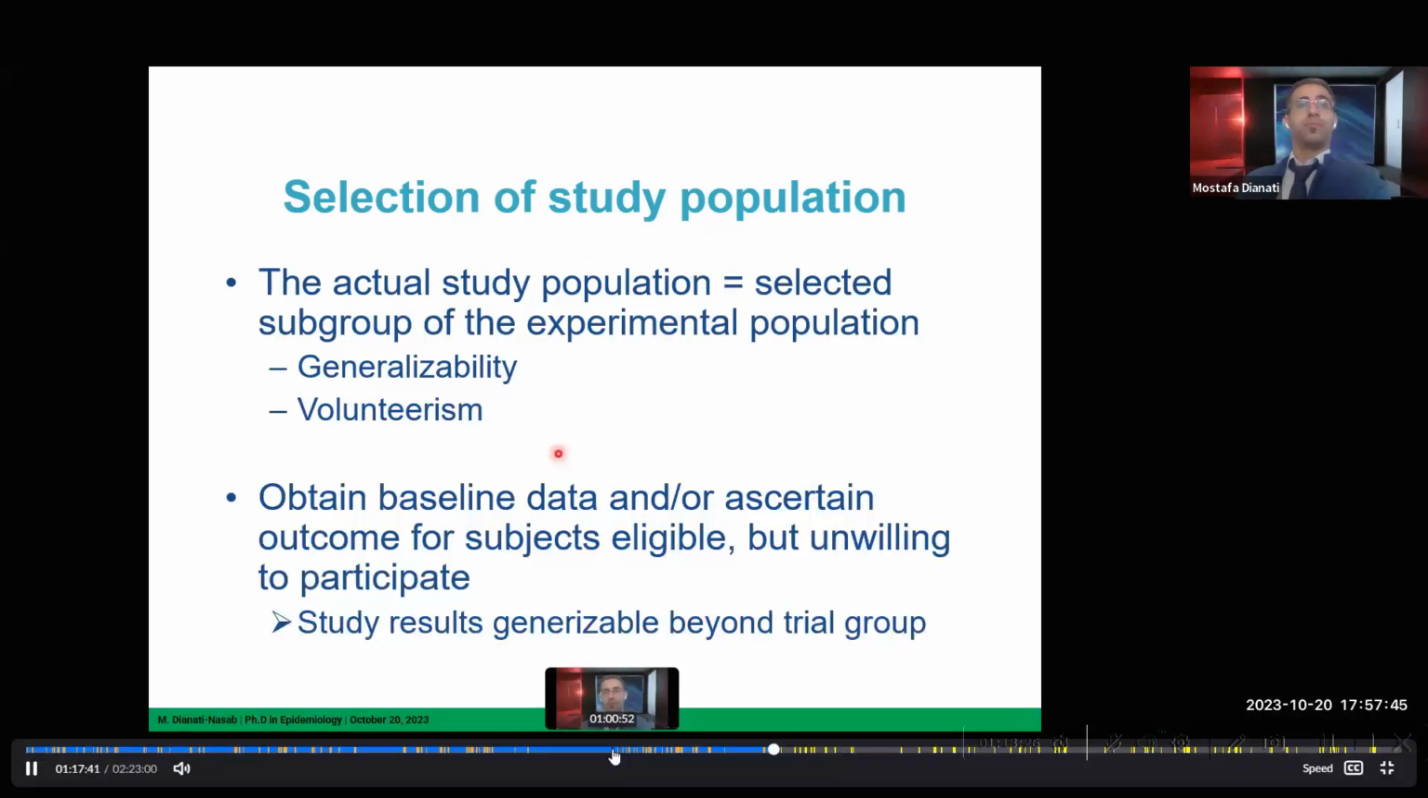So, as I already said, selection of a study population can be from the whole population or from a small sample of the population. For example, you may start your study with the whole population of your city, or you may apply this study only to, for example, nurses, or only to children, or special groups.